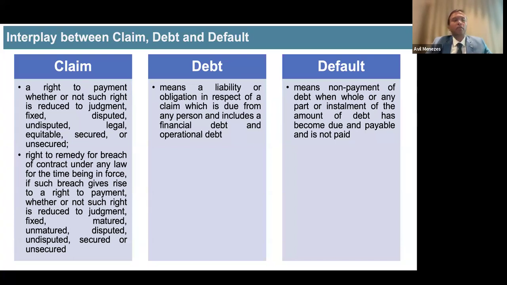Essentially, we say that a claim is a right to payment, whether or not such a right is reduced to judgment, fixed, disputed, undisputed, legal, equitable, secured, or unsecured. So everyone has a claim against the corporate debtor, even if it is a disputed claim. For example, the company disowns the liability, as simple as an income tax demand for which the company has filed an appeal. If the appeal has been filed, then obviously the case is going on in the higher courts.